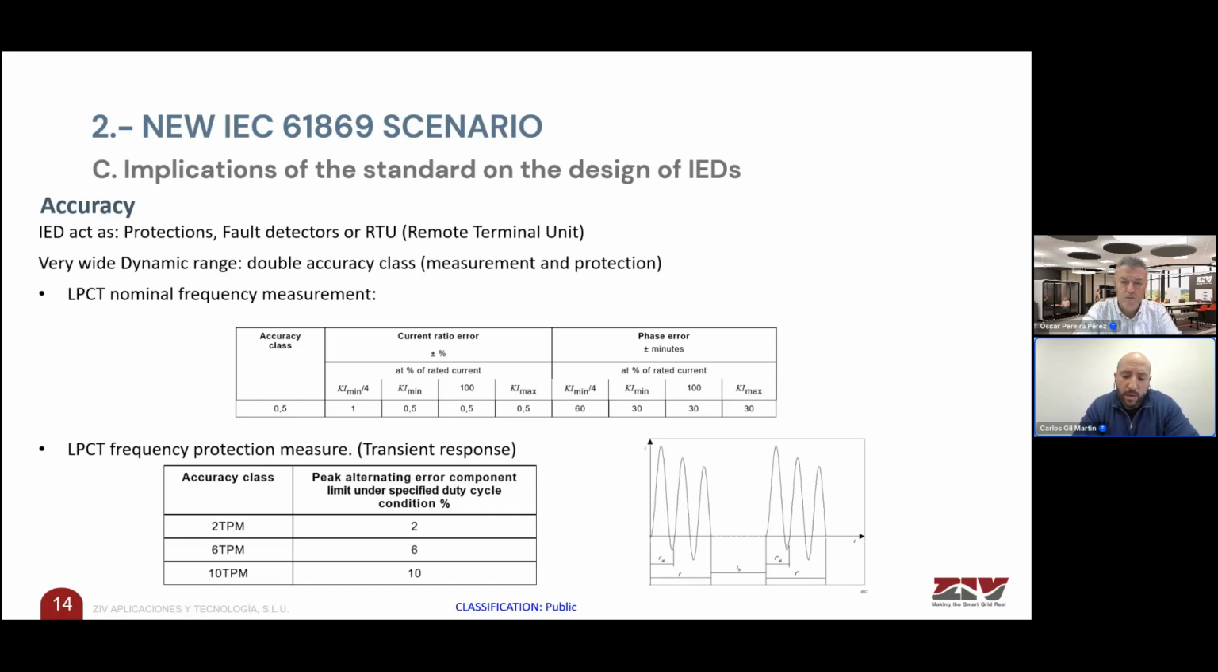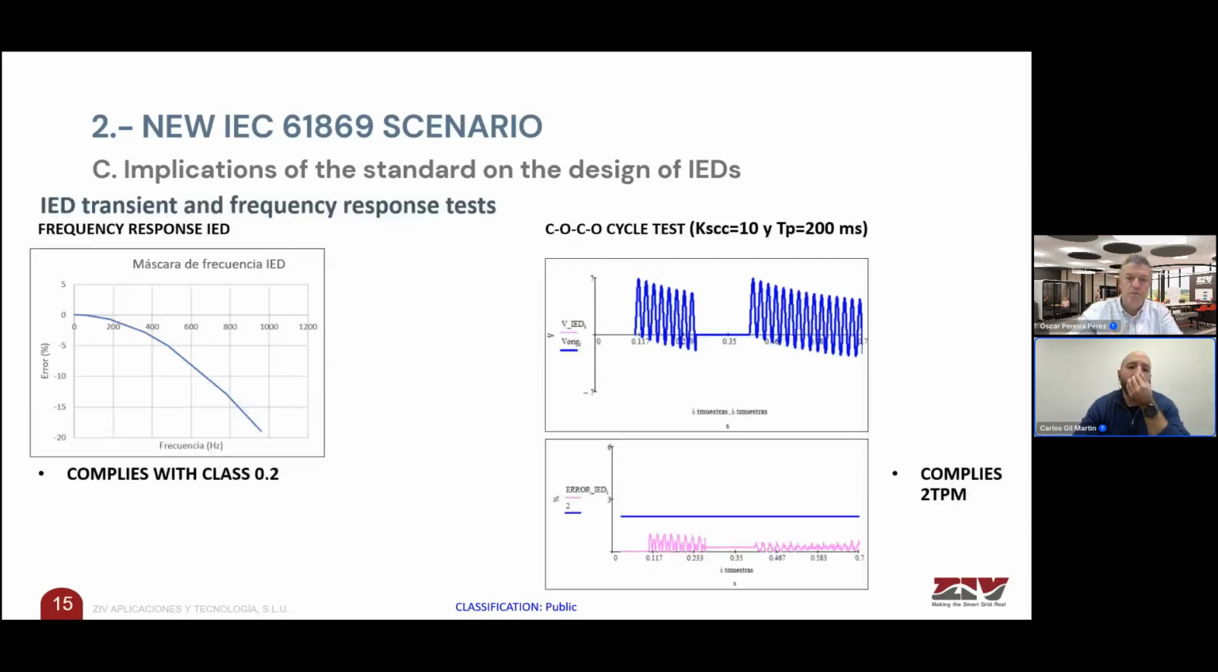For protection, we have to inject a high frequency signal that is also called COCO. It is close, open, close, open. It's an exponential signal where we can see the instantaneous error of our inputs. In the next slide, we can see the response of ZIV IED in terms of measurement on the left, that complies with class 0.2, and on the right, in the protection test with the COCO cycle test that complies with 2TPM.